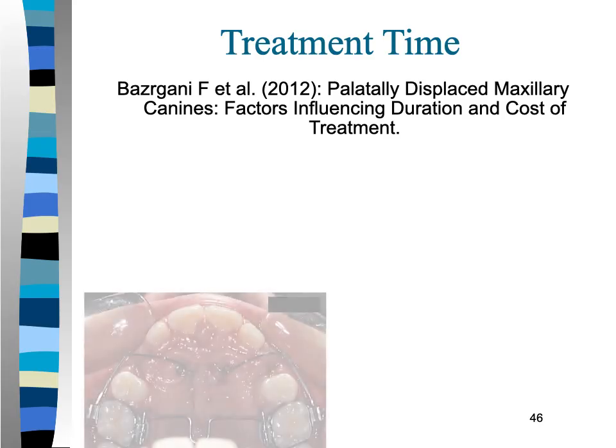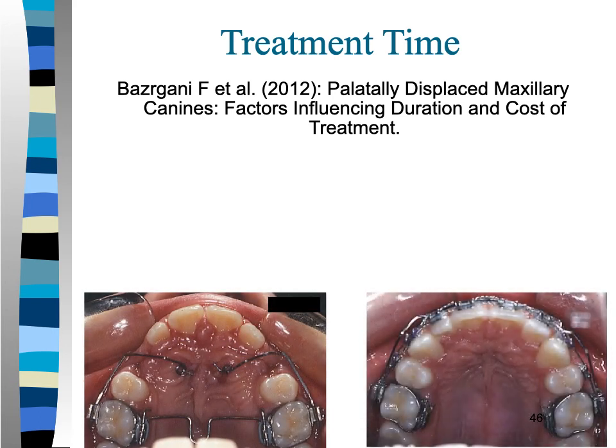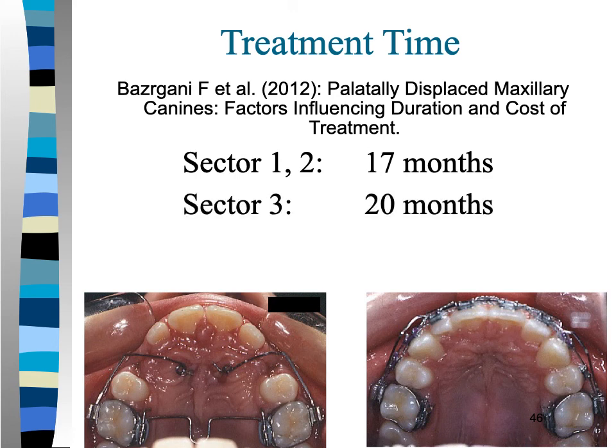Okay. We'll talk about treatment time. A study by Bazargani et al. looked at how long it takes to align these canines. They found if the canine is in sector 1 or 2, it took 17 months to align, sector 3, 30 months to align, and sector 4, 27 months to align. So usually what I tell my patients is it's going to take about 3 years.